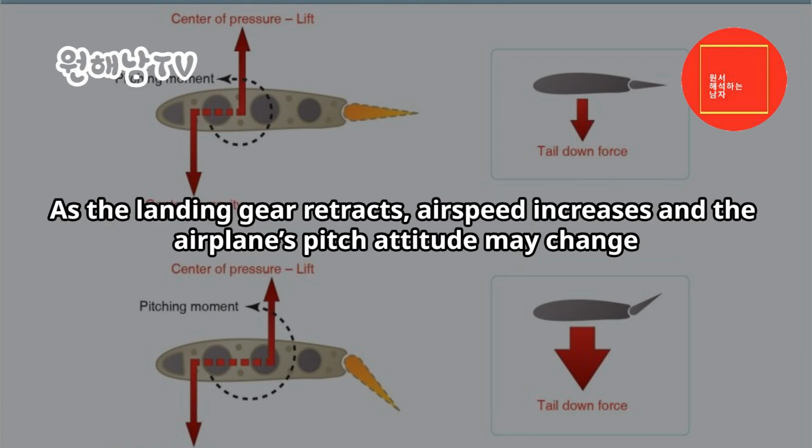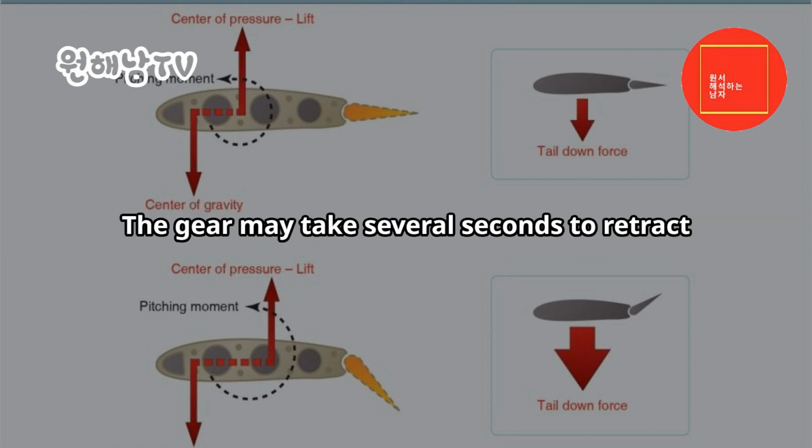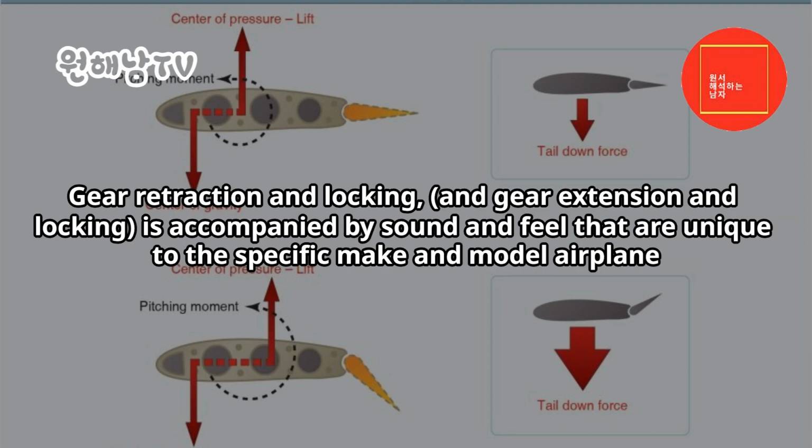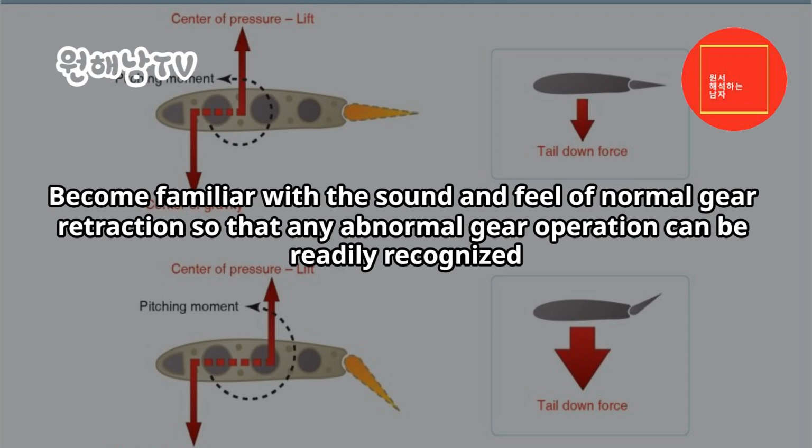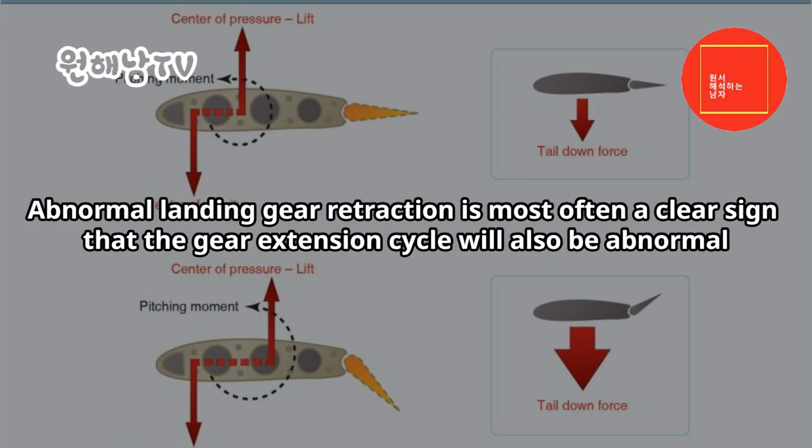As the landing gear retracts, airspeed increases and the airplane's pitch attitude may change. The gear may take several seconds to retract. Gear retraction and locking, and gear extension and locking, is accompanied by sound and feel that are unique to the specific make and model airplane. Become familiar with the sound and feel of normal gear retraction so that any abnormal gear operation can be readily recognized. Abnormal landing gear retraction is most often a clear sign that the gear extension cycle will also be abnormal.